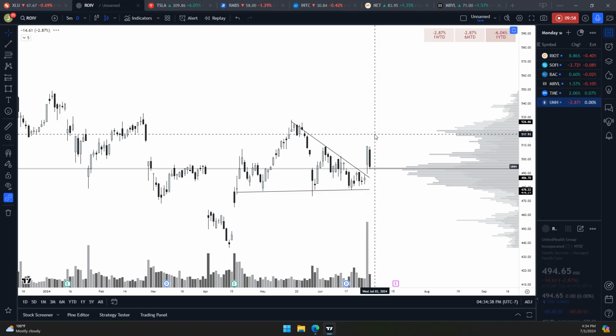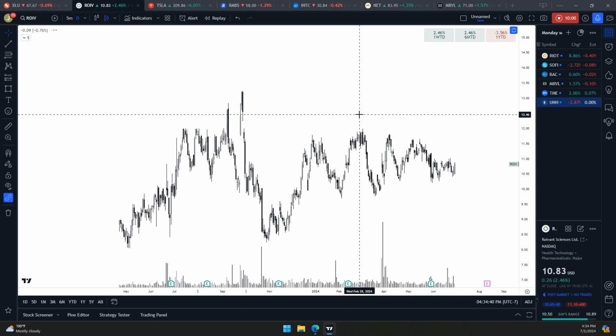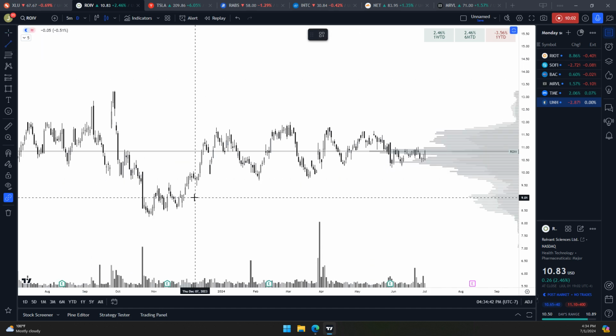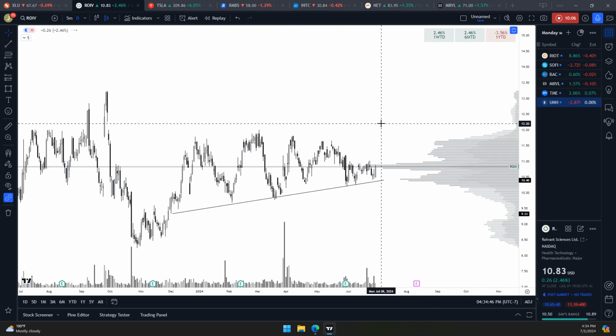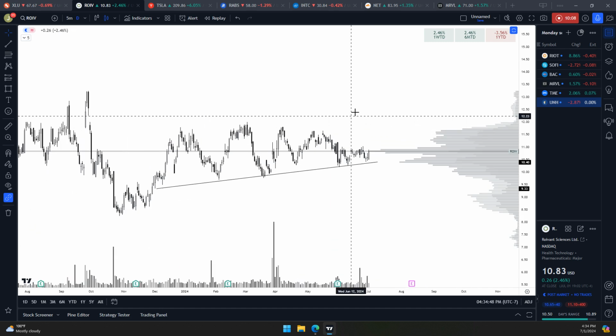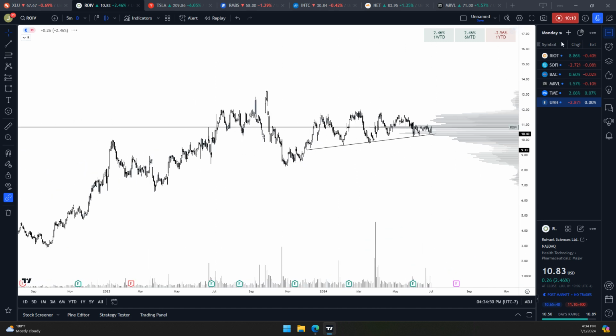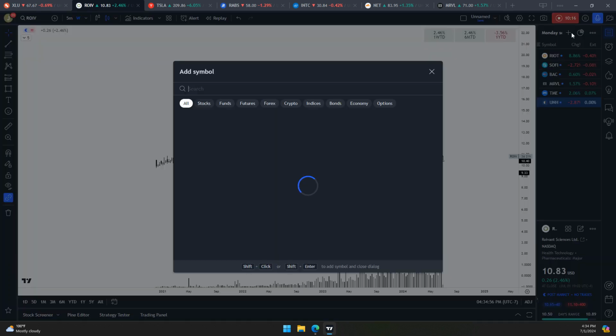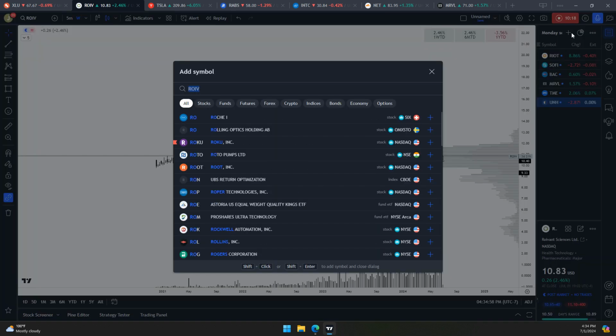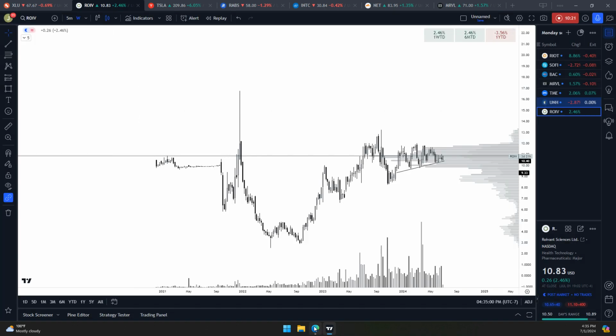ROIV. I'll show you guys exactly what I saw there. I like that. That looks good to me. It's definitely not a setup I'm going to be playing tomorrow, but I don't know. You got lower highs there. That's consolidation. That's a setup. Let's pull up this week real quick. That looks good. Recent IPO. What is that? Pharmaceutical play? I'll add that. Why not?